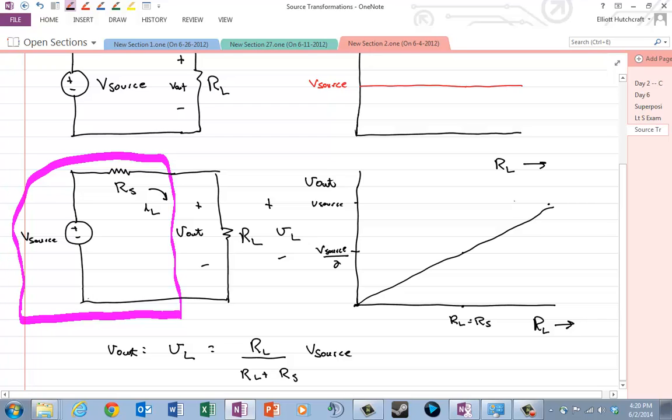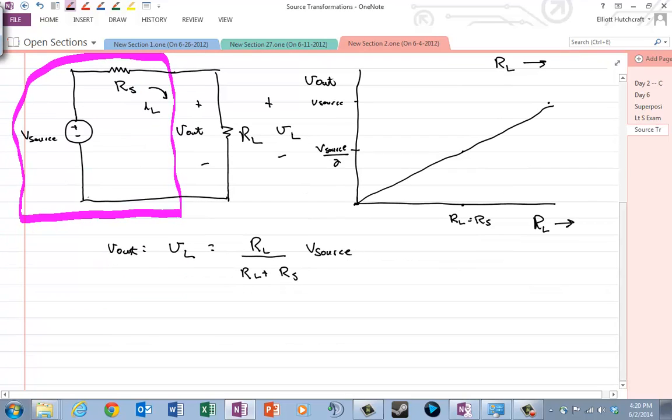I can also ask, what's IL in this case? IL is V source over RS plus RL.